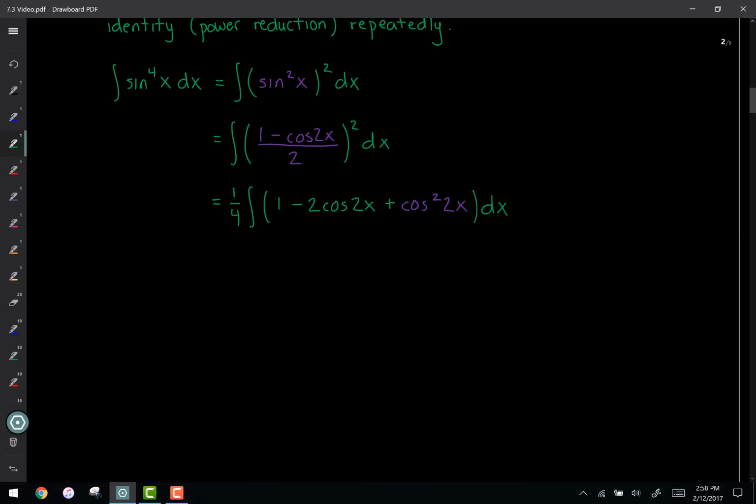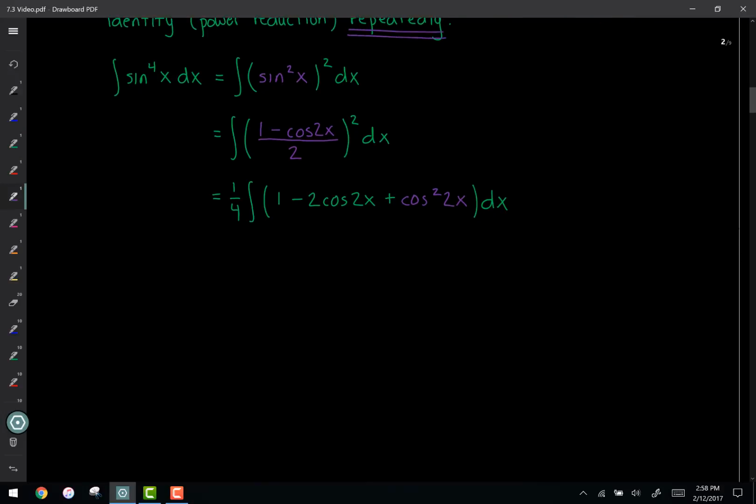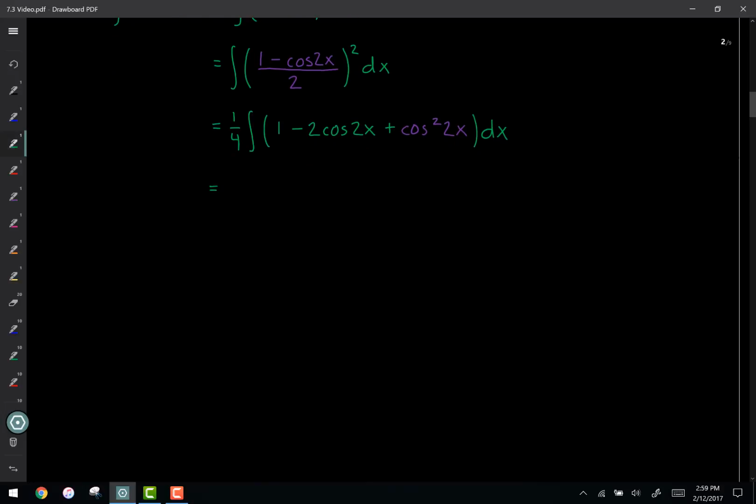Okay. The one we can integrate, that's fine. This negative 2 cosine 2x we can integrate, that's fine. But again, now we have a cosine squared, so hence why we need to just repeatedly, however many times you need to use it, just keep using that power reduction formula until you get something that you can integrate. Now we're going to get the 1/4 times the integral of all this stuff.